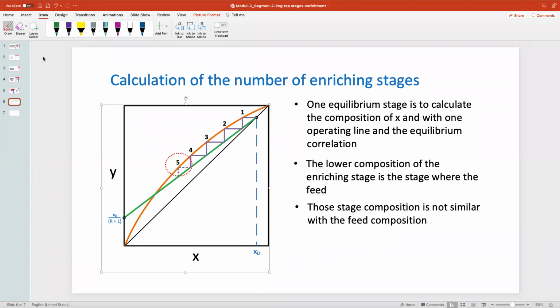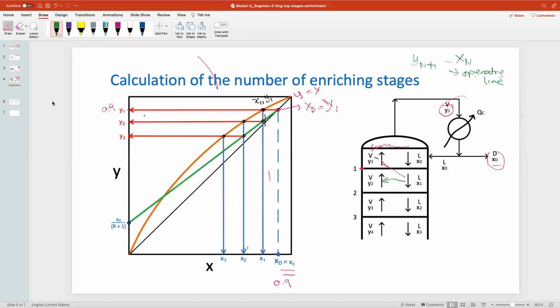So the next part is to understand where the feed is. The stage composition is not similar to the feed composition, and we have to calculate it first. Okay, so everyone, going back to here, this is very, very important.